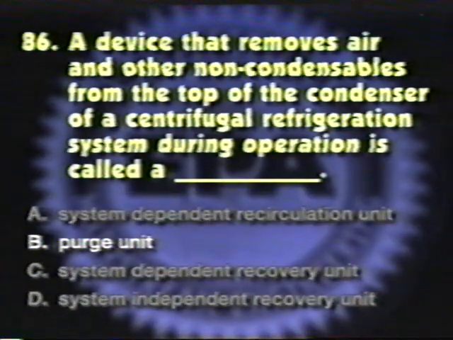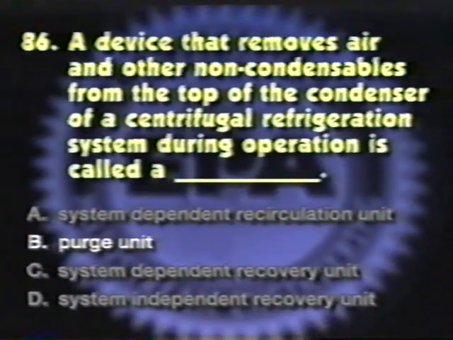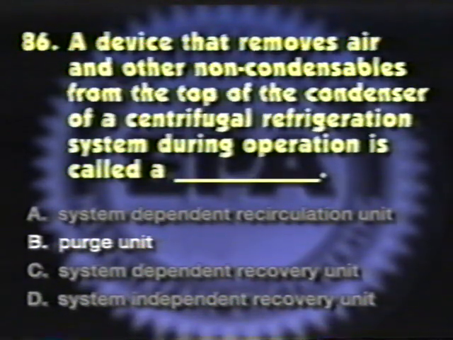The answer is B. A device that removes air and other non-condensables from the top of a condenser of a low-pressure refrigeration system during operation is called a purge unit.